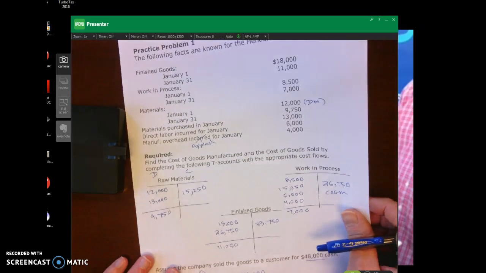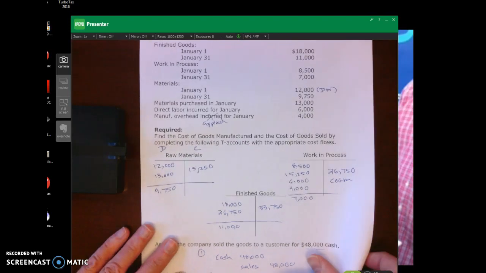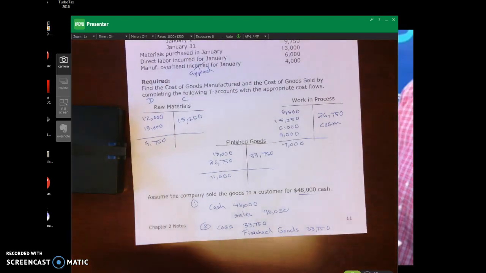I don't have that inventory. So I'm going to credit finished goods for the $33,750. Okay, move that up, sorry. For the $33,750. And then, of course, the difference between the $48,000 and the $33,750 is our profit.